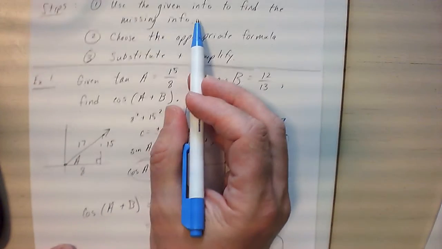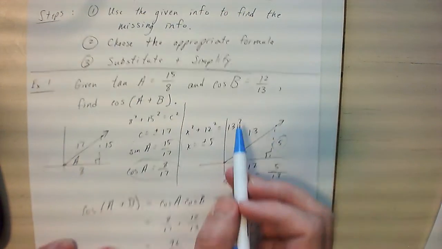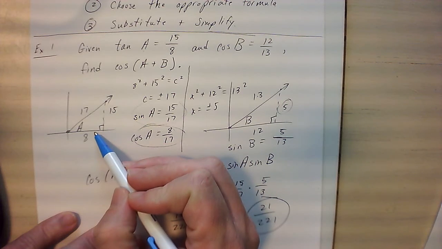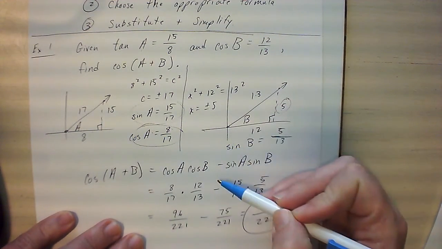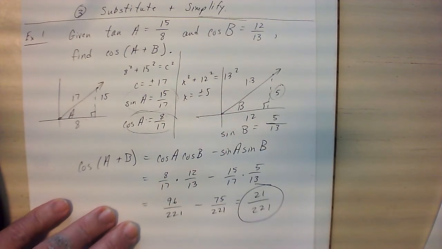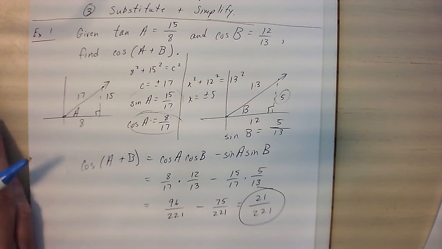All right, so we used the given info that they gave us to work backwards to find the missing info. Since they told us tangent of angle A was 15/8, we could set up that scenario by working backwards. That allowed us to find sine A, cosine A, which then we could substitute into the formula, okay? And same thing for angle B over there. All right, so that's the first set of problems on the Delta Math.